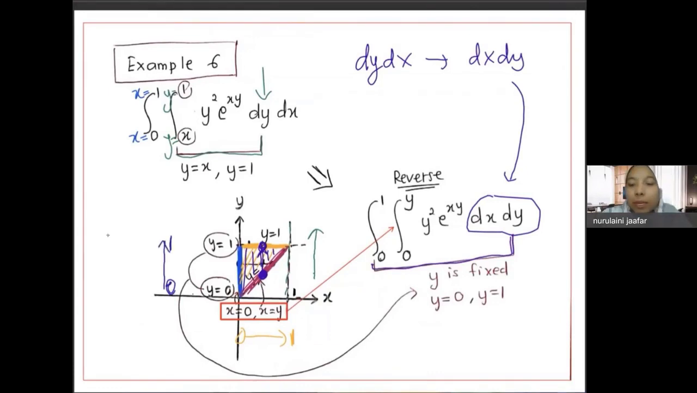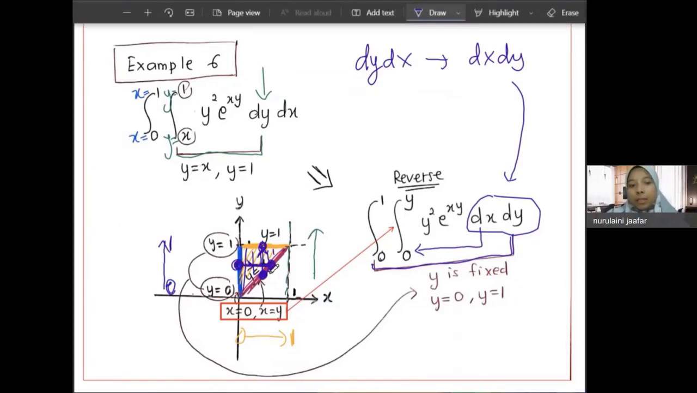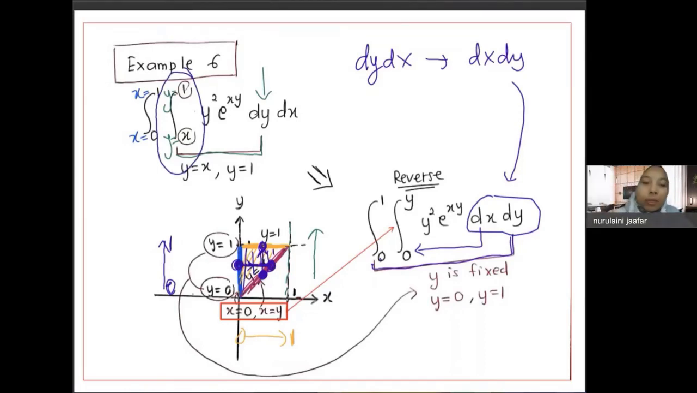So 0 to 1, and then dx. For dx, the first line is x equal to 0, and then we move to the second line, x equal to y. So that's why you get 0 to y. First, you sketch the region. You have to check where the region is by using the given question. x from 0 to 1, and from y equal to x move to y equal to 1. So that's why you get this region. Be careful: if you choose the wrong region, your answer will be wrong.